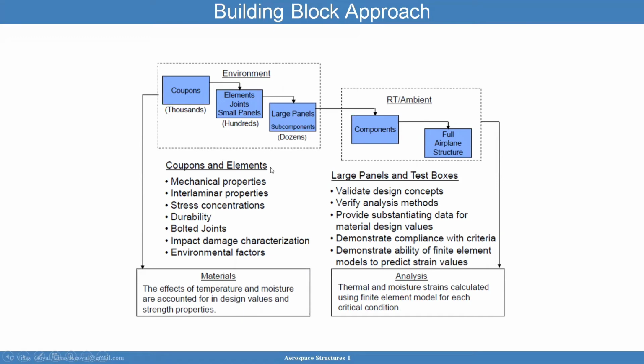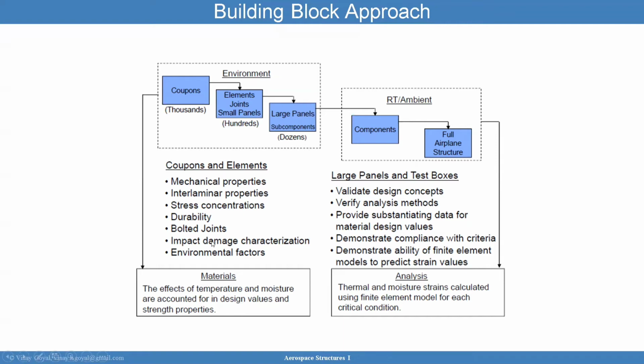So coupon and elements, that's going to consider mechanical properties. That's where you'll get them from the coupon testing. Interlaminar properties, stress concentrations, and durability, bolted joints. So now you're going into the bolted joints. So this coupon testing can also help you really gain confidence in the stress concentrations. The bolted joints will be a level up, and that's going to give you confidence in the strength of a bolted joint. But it could be bonded joint as well.